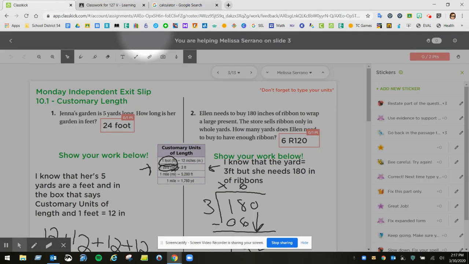If we go back here, okay, I can tell that means if I take 180 and divide it into groups of 12, that means there's 15 feet in 180 inches. Well, let's see how many yards 15 feet would be. I need to take my 15 and put them in groups of 3. 15 divided by 3. You can figure that out to see how many yards that will make.